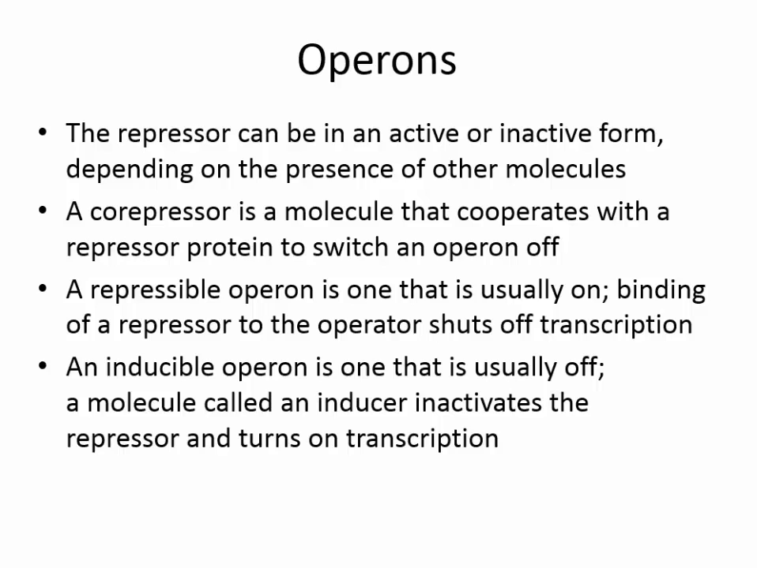A repressible operon is one that is usually on. Binding of a repressor to the operator shuts off transcription. An inducible operon is one that is usually off. A molecule called an inducer inactivates the repressor and turns on transcription.